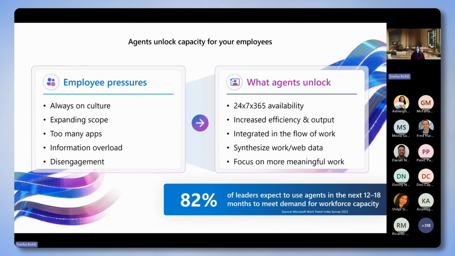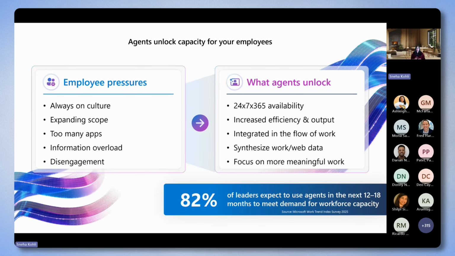We all acknowledge that we have a capacity gap in our organizations. Agents are a way to increase capacity, not just for us as employees, but for our entire organization as a whole. We all know the increased pressures that employees are under. Expectations are higher with always on culture, expanded scope, app and information overload, and this all leads to bigger signs of burnout and disengagement. So agents can alleviate some of these pressures and put employees back in control.